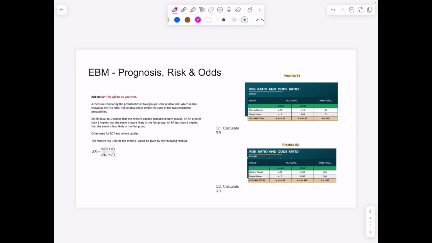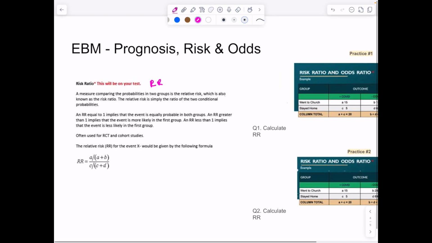All right, so risk ratio. We talked about relative risk. Here's an annoying thing. We have risk ratio, which is annoying because it's the same thing as relative risk, but we are given a table instead. Risk ratio is a measure comparing probabilities in 2 groups. So relative risk is also known as risk ratio.